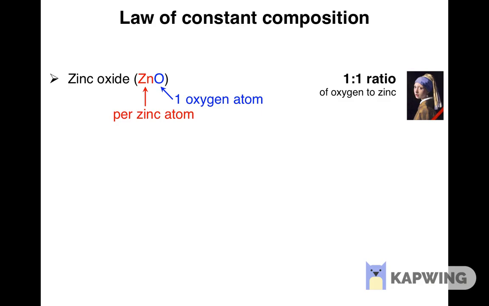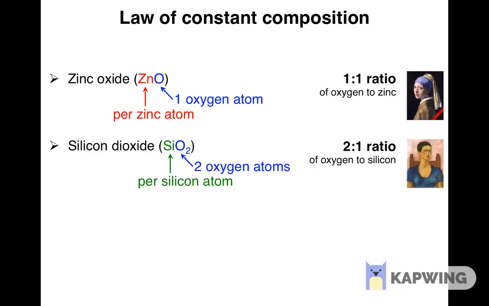In another chemical compound, silicon dioxide, the ratio between the number of oxygen atoms and silicon atoms is 2 to 1. Therefore, its basic unit consists of 1 silicon atom and 2 oxygen atoms. If we replicate this basic unit, we can get larger amounts of silicon dioxide. But in any sample of silicon dioxide that we take, regardless of its size, the number of oxygen atoms will always be twice the number of silicon atoms.